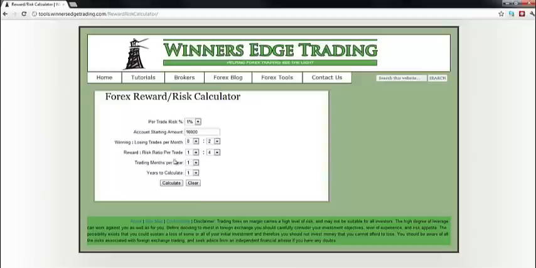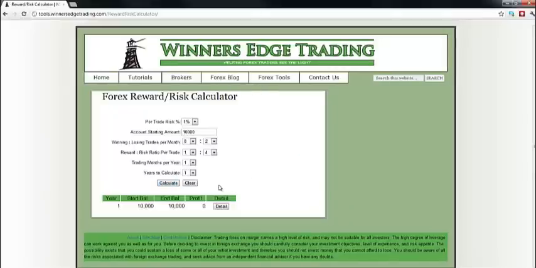And then what you can do is put how many months of the year you want to calculate this, and then for how many years, so that you can compound your results. But for now, we'll just test this on 1 month and see how it works. Okay, so we see that's actually a break-even strategy. An 80% win rate with a 1 to 4 is a break-even strategy.